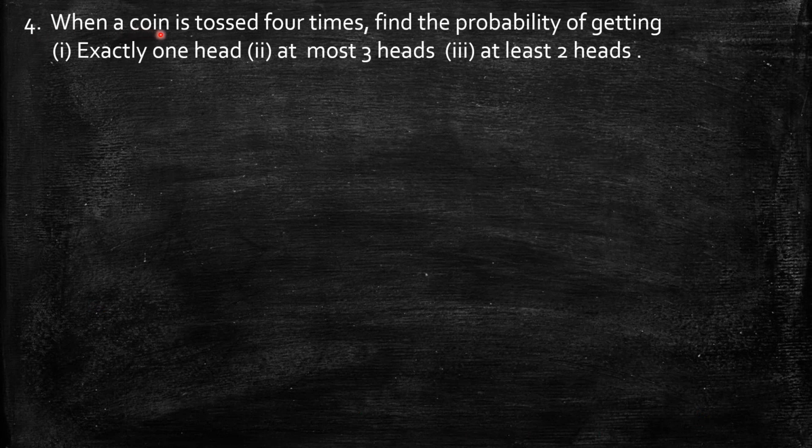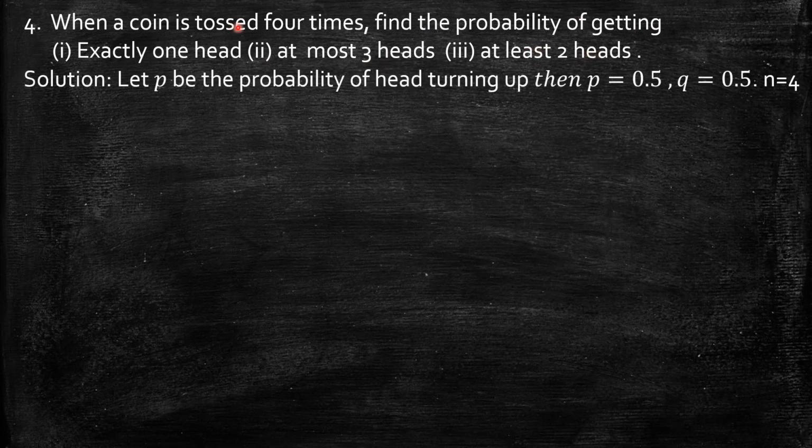Problem number 4. When a coin is tossed 4 times, find the probability of getting exactly one head, at most 3 heads, at least 2 heads. So here the probability of getting a head is 0.5 for each trial. So let me denote it as p. Let p be the probability of head turning up, then p is 0.5. So q is the probability of getting a tail, that is also 0.5.